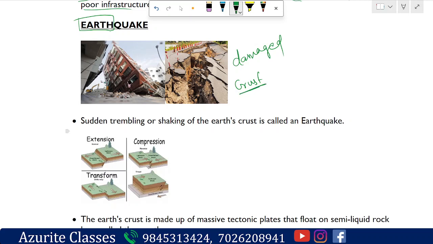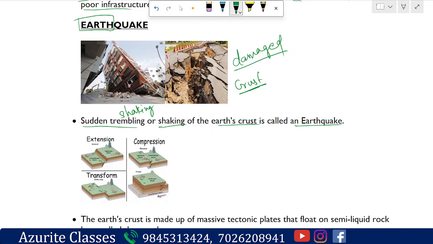Earthquake is sudden trembling. Trembling means shaking. Sudden shaking of the earth's crust is called earthquake. If it shakes, what will happen? It will get broken. It will get damaged. So that damage causes the building to collapse and so many other things. So that is earthquake.